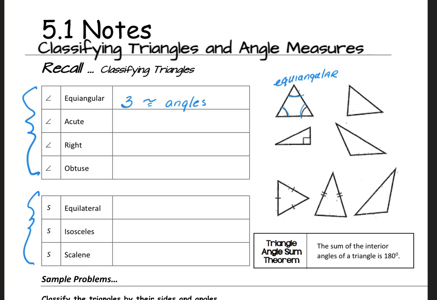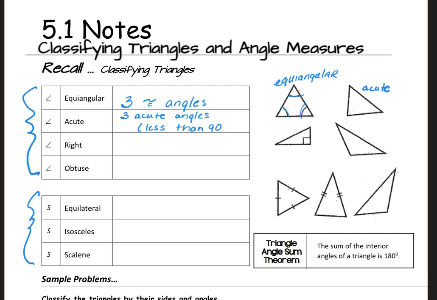The next type is acute, and acute just says that all three angles are acute, or less than 90. So in this one, sometimes they will show you a picture where all the angles look small, or they'll give you the numbers for all the angles that are going to be less than 90. But the idea is all the angles are small.